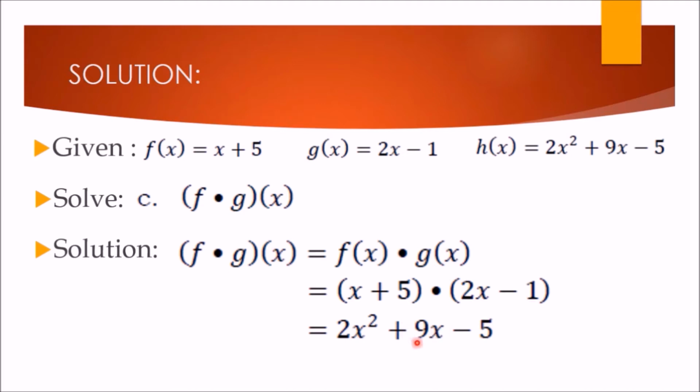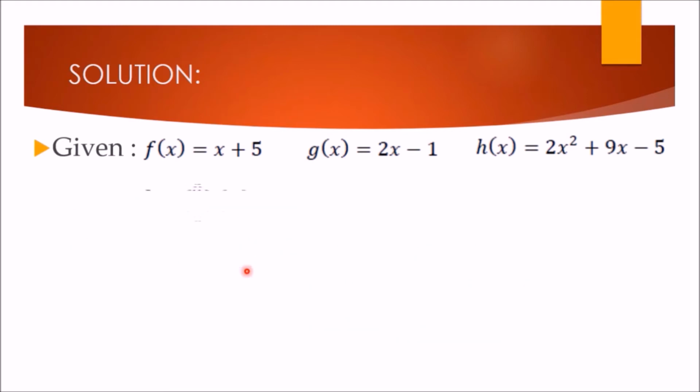But how come we have 9x here? Remember that you have negative x as the resulting product for x and negative 1, and you have 10x for 5 and 2x. So we can add the two terms, and that will give you 9x. With this, we have our final answer for the product of f and g of x.